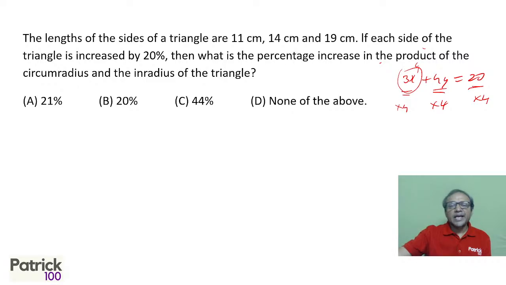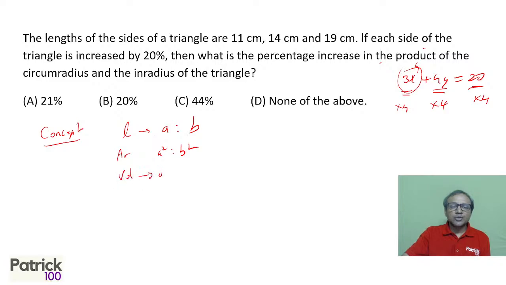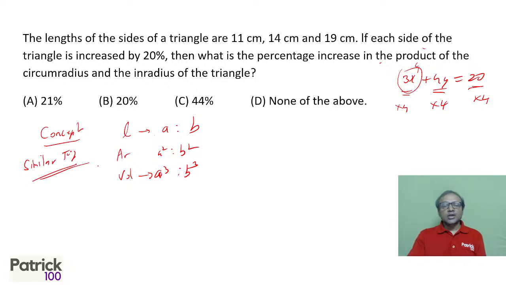This is based on the concept in geometry: if the ratio of the length is A is to B, the ratio of the area becomes A square is to B square, and the ratio of the volume becomes A cube is to B cube, for any similar figures. That's how it is.